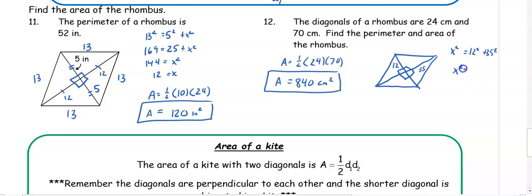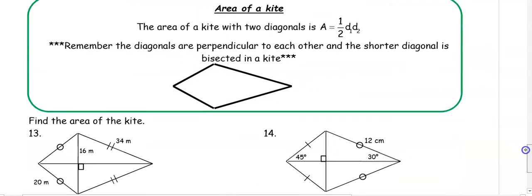We get x squared equals 1,369. When we take the square root, x is 37. So if each side is 37, our perimeter is going to be 4 times 37, which is 148 centimeters. Our last shape then is a kite.